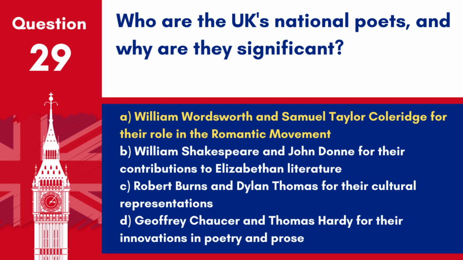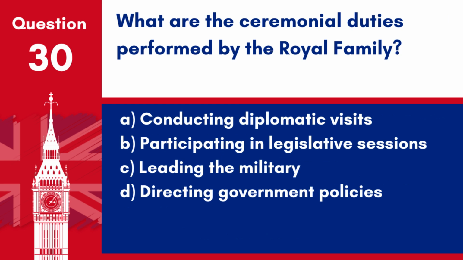Answer A. William Wordsworth and Samuel Taylor Coleridge for their role in the Romantic movement. These poets are significant for their influential works that helped define the Romantic era in British literature. Question 30. What are the ceremonial duties performed by the royal family? A. Conducting diplomatic visits. B. Participating in legislative sessions. C. Leading the military. D. Directing government policies.